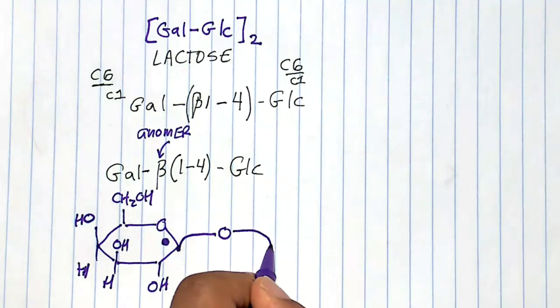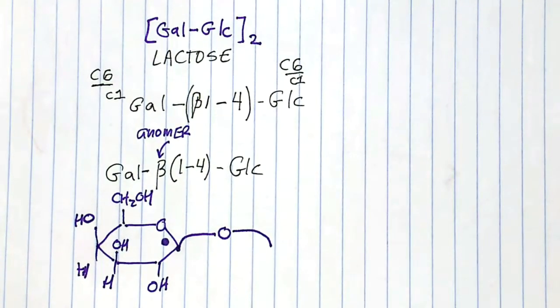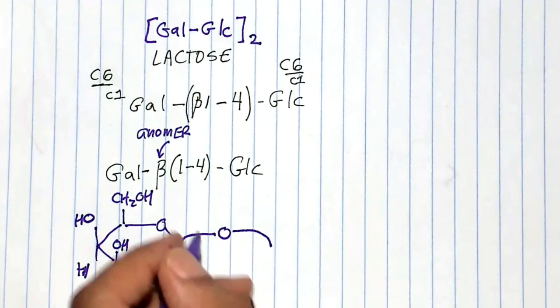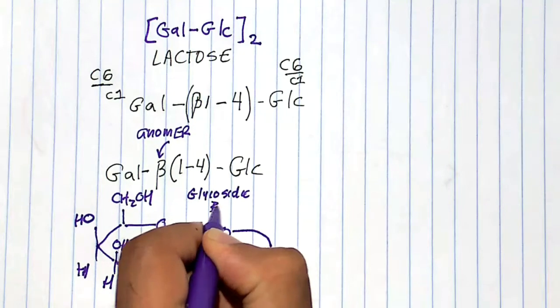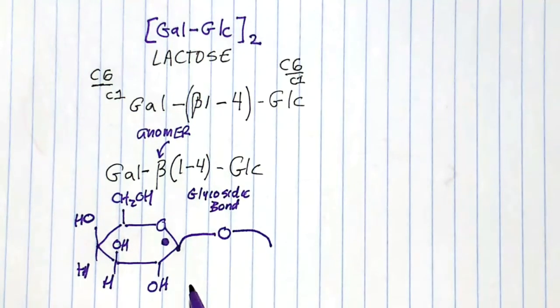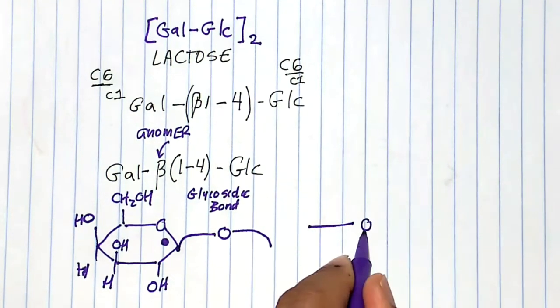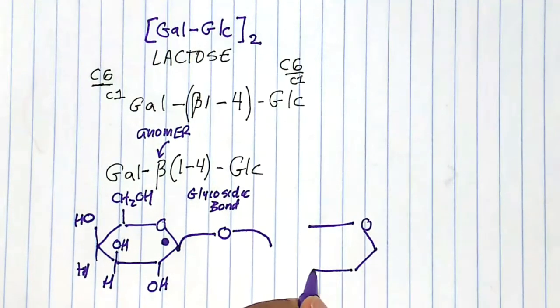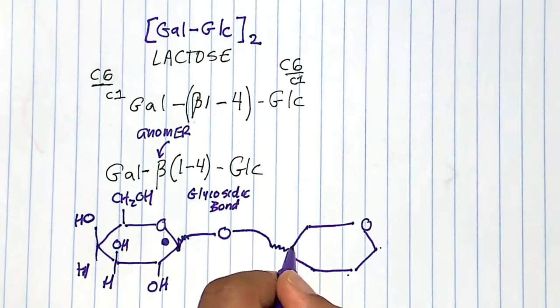Not the alpha. The beta form, so that's the form where the OH is above the plane of the ring, is going to form a bond. We call that a glycosidic bond, by the way. Going to form a bond with carbon number 4 of glucose. So let me draw glucose. 1, 2, 3, 4. So here is our bond.